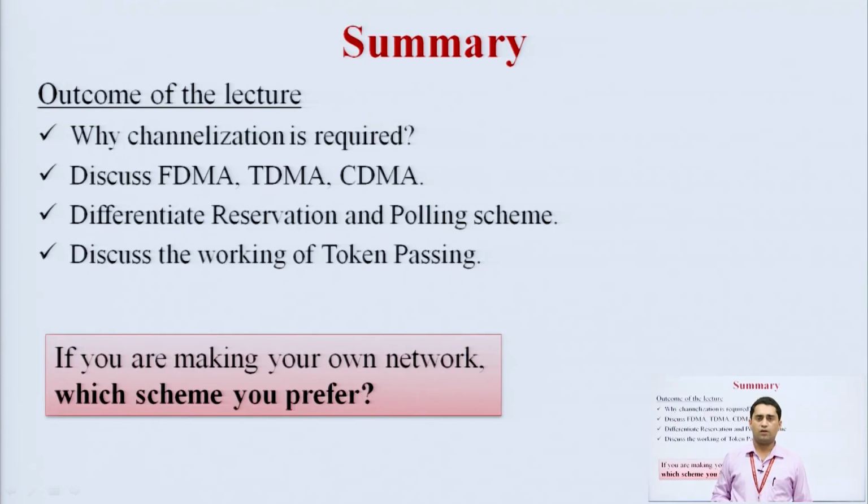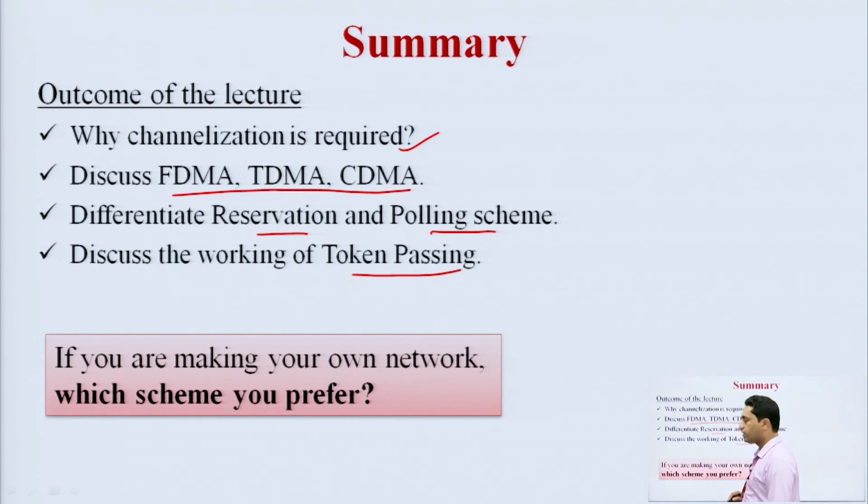So, today we have discussed channelization, why it is required, the difference between TDMA, FDMA, CDMA, the difference between reservation and polling, and the working of token passing. Now, an open-ended question for you. If you are making your own network, which scheme would you prefer? The channelization one or the controlled access? Under controlled access, which one? So, just think over the question.